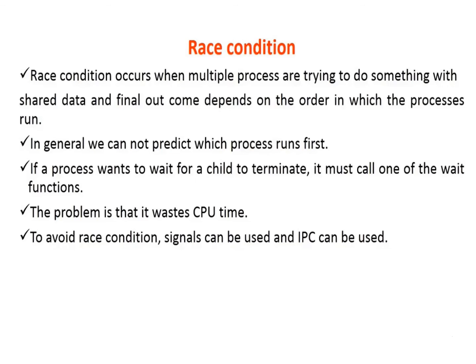If a process wants to wait for a child to terminate, it must call one of the wait functions. The problem is that it wastes CPU time. To avoid the race condition, signals or interprocess communication can be used.